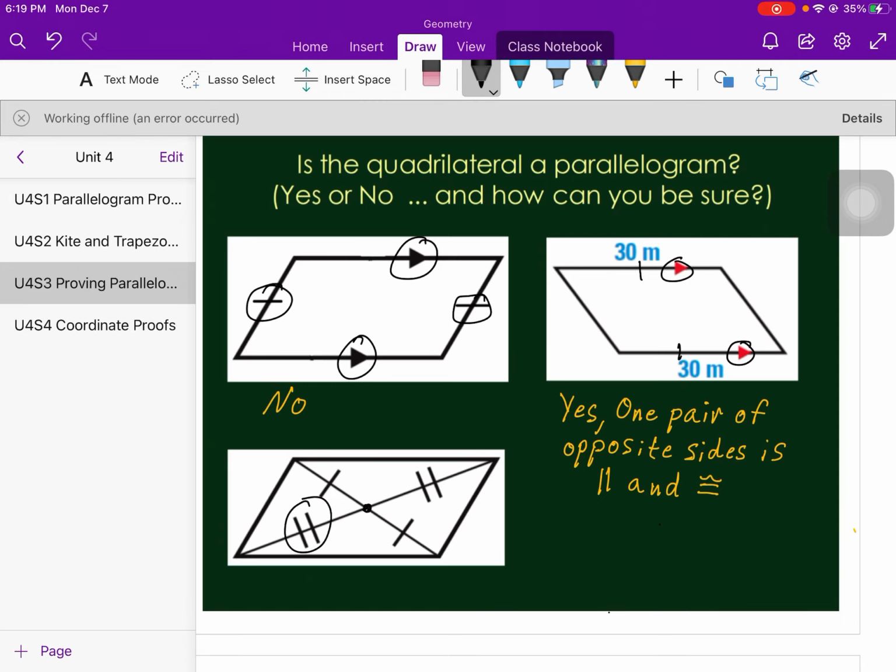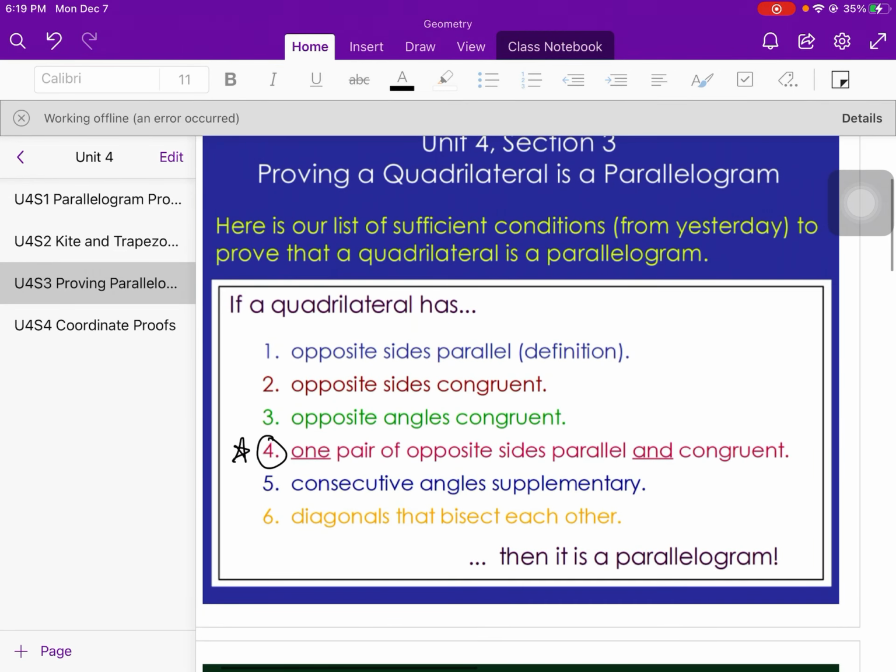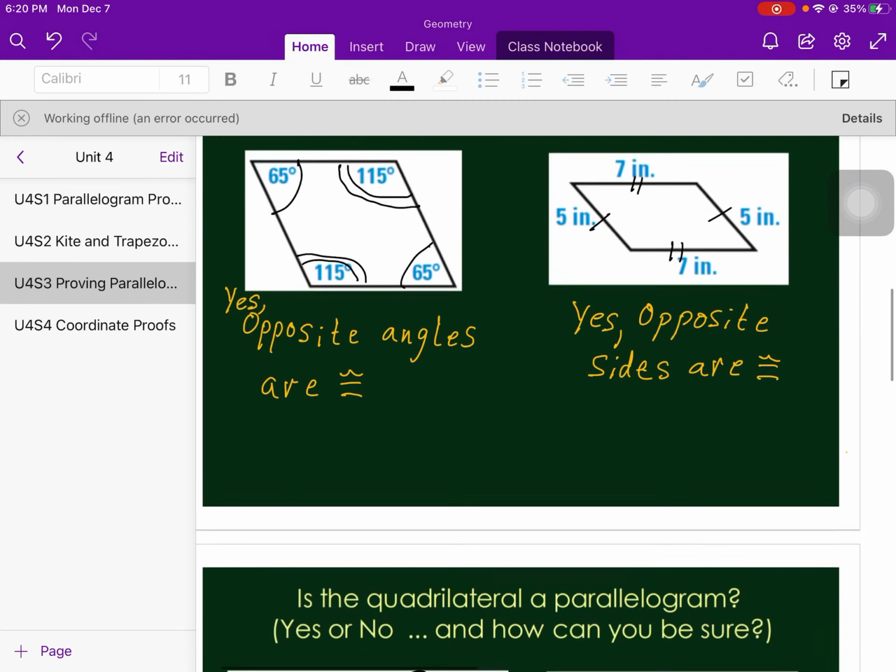And then the last one here, we notice that the diagonals are crossing each other. Looks to be that this segment is congruent with this segment, and this segment is congruent with this segment. Therefore, the diagonals actually bisect each other, which is one of our properties. So this is yes, diagonals bisect each other. Again, we are just looking for one of these six to justify that it's a parallelogram.